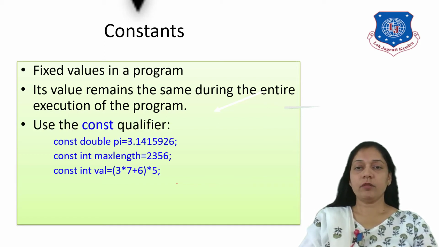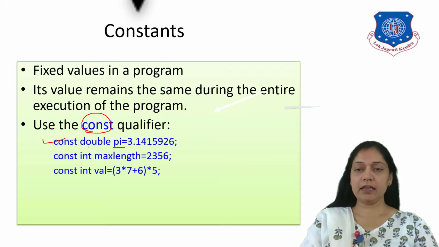For making constants in our C program, we have to use the keyword const, C-O-N-S-T, all in small letters. For example, I want to make a constant. The name of my identifier, the variable, is pi, which is of double data type. And before that, I am writing const. It means the value of pi, which I give equal to 3.1415926, will remain constant throughout my program.